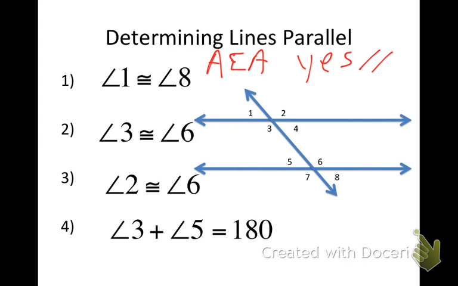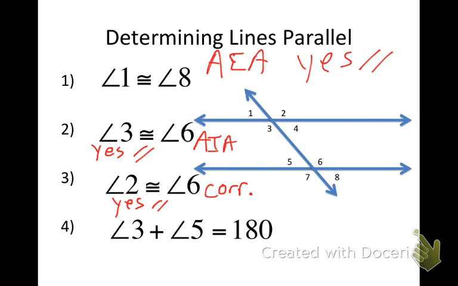Number 2, I have angle 3 and angle 6. What type of angles are those? If alternate interior angles are congruent, does that mean they're parallel? Yes, they are parallel. Number 3, I have angle 2 and angle 6. So there's angle 2, there's angle 6. What type of angles are those? Those are corresponding angles. If corresponding angles are congruent, does that mean they're parallel? Yes, they're parallel.